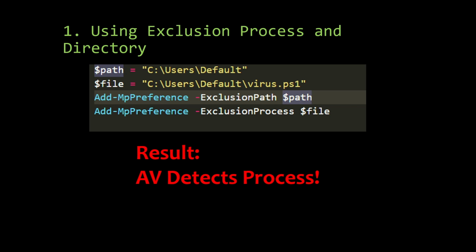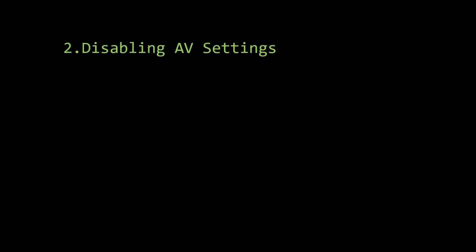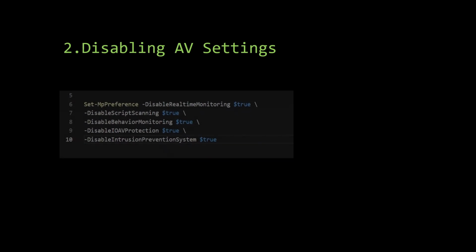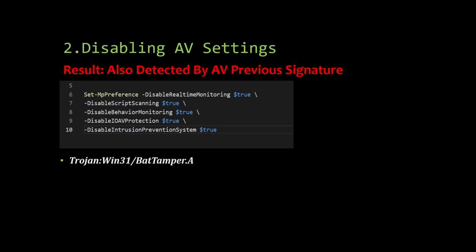If the virus is in the signature, then it does not work. Okay, so here you go, because of the dynamic behavior analysis. And the second one is disabling AV settings, which is very much vulnerable. You can see how to do that. The result is also detected by the AV's previous signature. The signature is Win32 bat temper A.